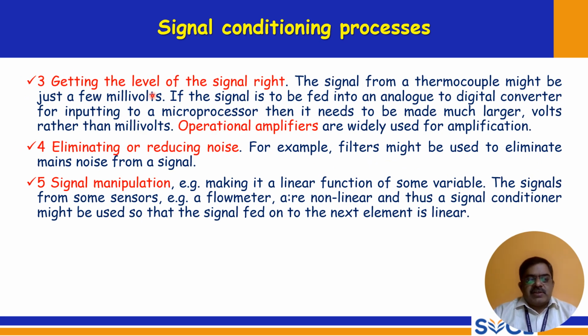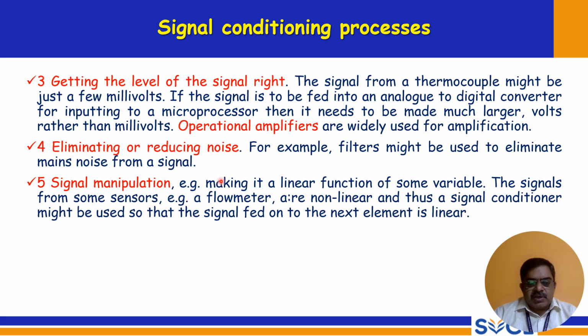And we have getting the level of the signal right. So level should be right. The signal from a thermocouple might be just millivolts. If the signal is to be fed into an analog to digital converter for inputting to a microprocessor, then it needs to be made much larger, volts rather than millivolts. So here we are going to use op amps. Operational amplifiers are widely used for amplification. Then there is eliminating or reducing noise, for example, filters might be used to eliminate mains noise from the signal.